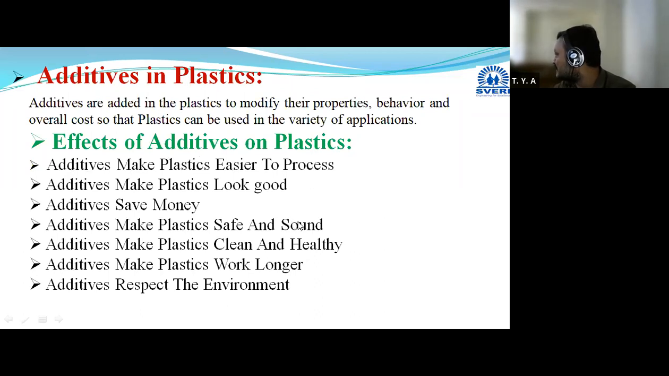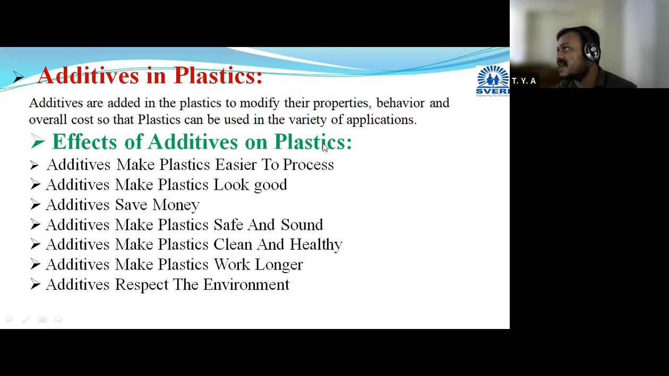Okay, it is not necessary. One material can provide one or two effects. So these are some general effects, or you can say the reasons why we are adding additives. If you add additives in plastics, these changes will occur in the plastic material, and it will become more useful.